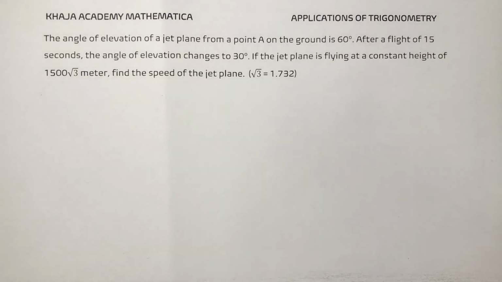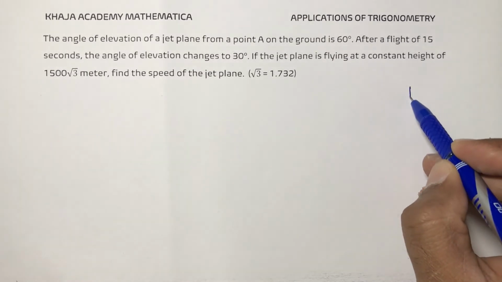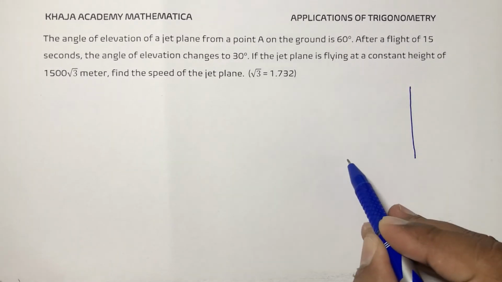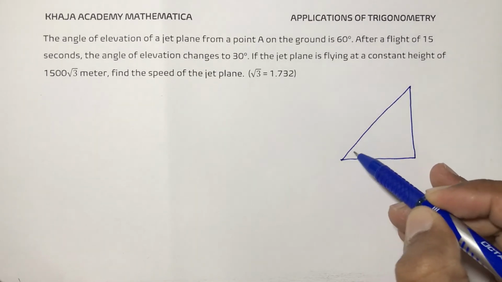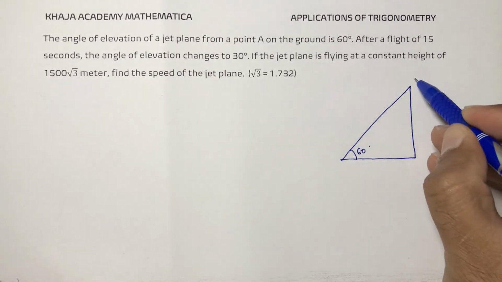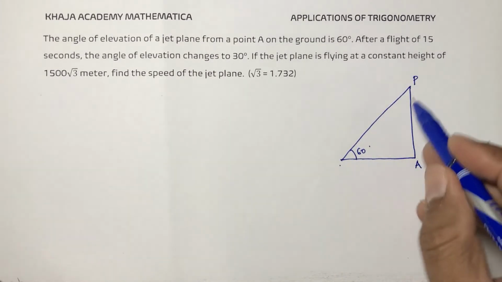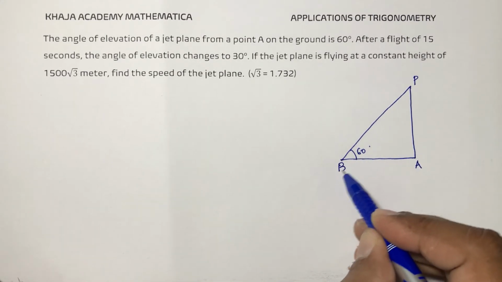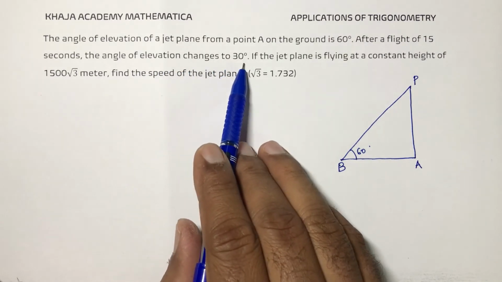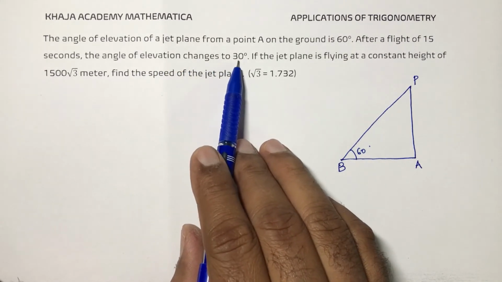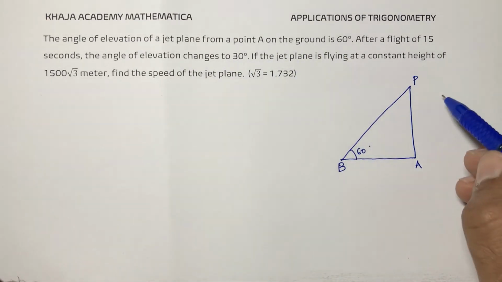The angle of elevation of a jet plane from a point A on the ground is 60 degrees. So imagine here is a plane, and the angle of elevation is 60 degrees. After a flight of 15 seconds, the angle of elevation changes to 30. So when the angle decreases from 60 to 30, it means the object moved a little bit far.